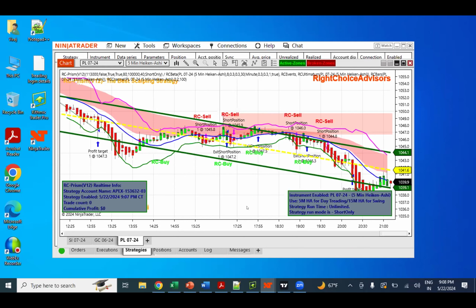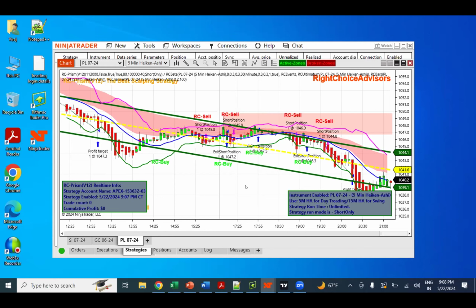So based on everybody who is watching, the advantage with NinjaTrader software is you don't need to click on the sell and buy buttons. You just have to look at what the trend is. If the trend is bearish for gold, silver, crude oil, platinum, then you open the chart and enable the strategy in that direction.